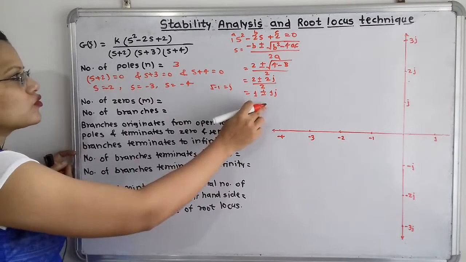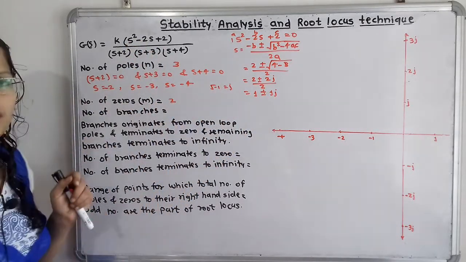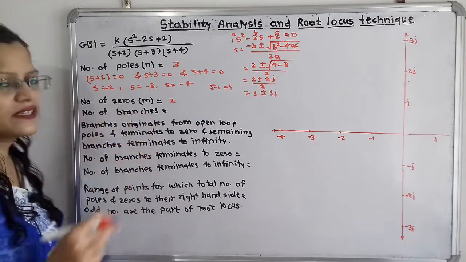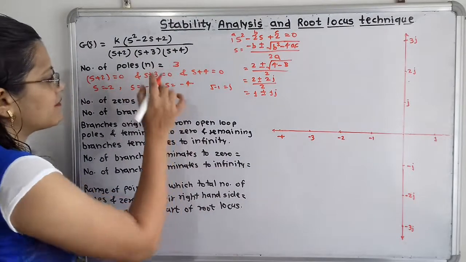For these two roots from the numerator, we can say that the number of zeros m is equal to 2. And how many branches? The number of branches is equal to the number of poles, and that is equal to 3.